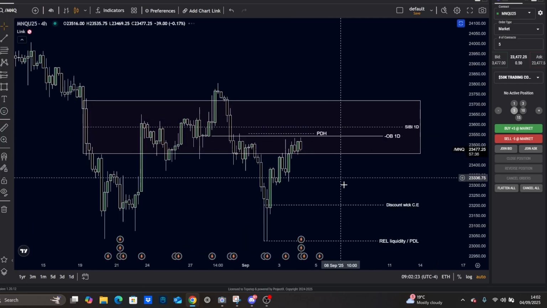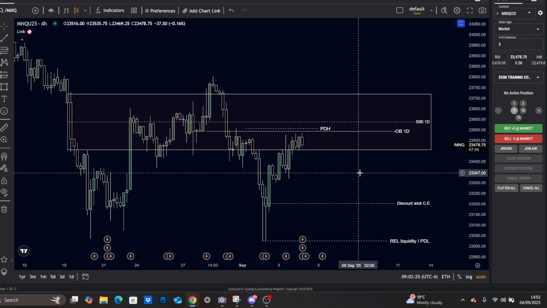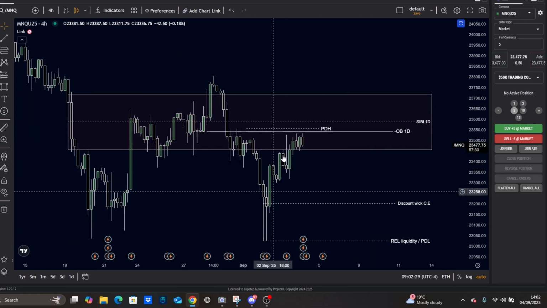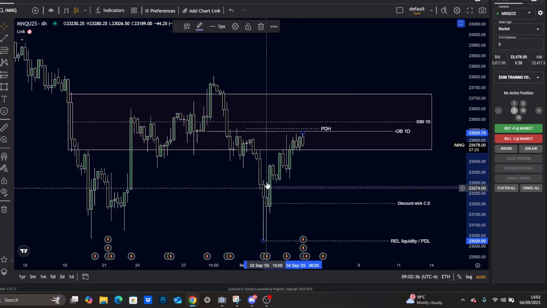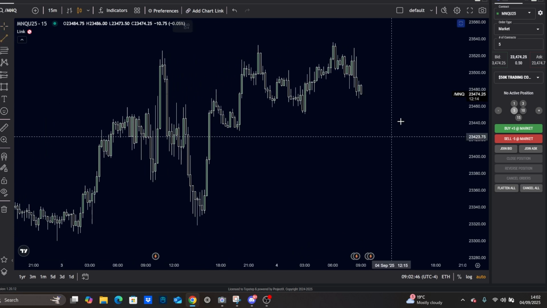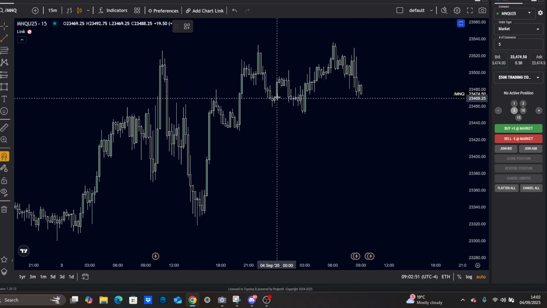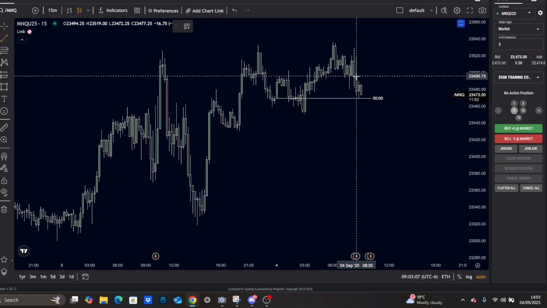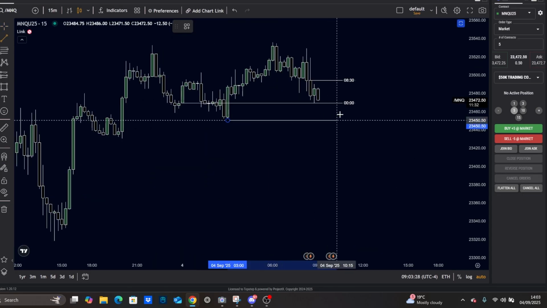Cool. The 4 hour pretty much says the same stuff that the daily says. I think this high could be taken out before we go lower. Here to here, that's the equilibrium. On the 15-minute, then we mark out our OPL. Midnight open, bring it out. I like to bring it out to 11:30. That one there. 8:30. London sell side.